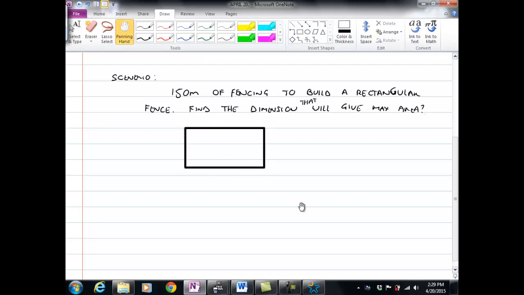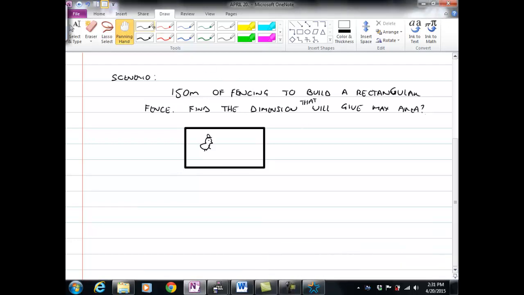So let's draw your fence and draw a bunch of chickens running around. There's my chicken running around. My question is this: what should the width and length be such that I will have max area? Because I want to maximize area using the lowest amount of material. Let's see if you can figure out the most.